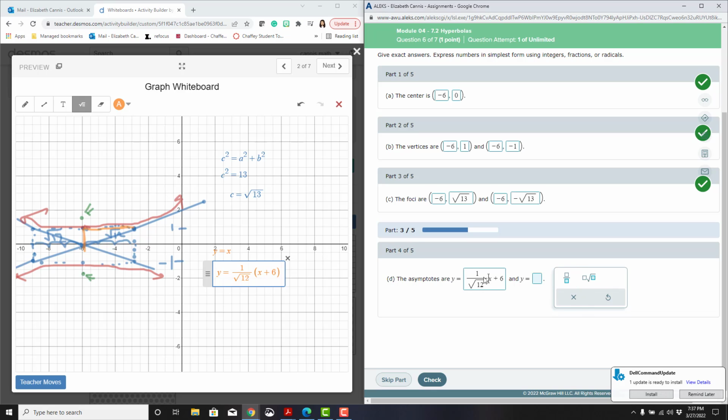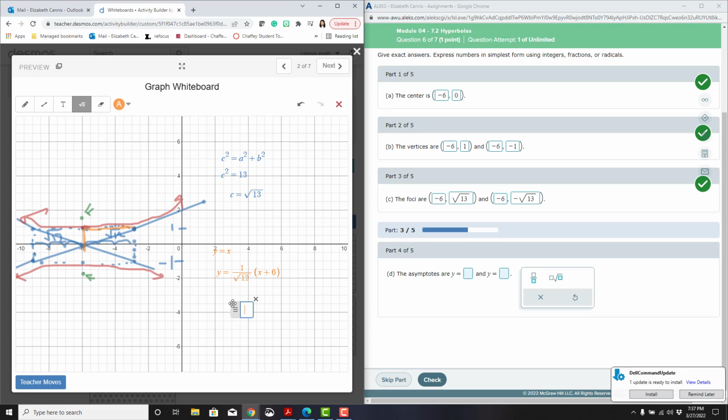Okay, it's not accepting it as that, so it really wants me to put it in that slope-intercept form. So what that really means is to just multiply that out. It already says y equals, so that's awesome. So y equals 1 over the square root of 12 x plus, and if you multiply 1 over square root of 12 times 6, it would just be 6 over that square root of 12.